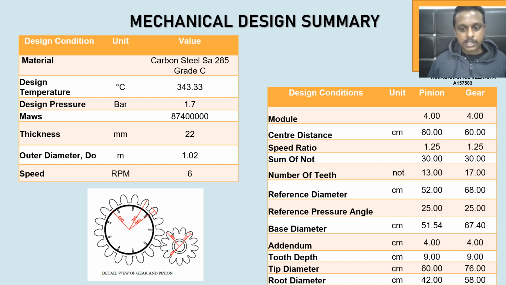The gear set also has been designed for the drum, where, for example, the number of teeth of the pinion is 13 and the number of teeth for the gear is 17. The table on the left below summarizes the gear design.